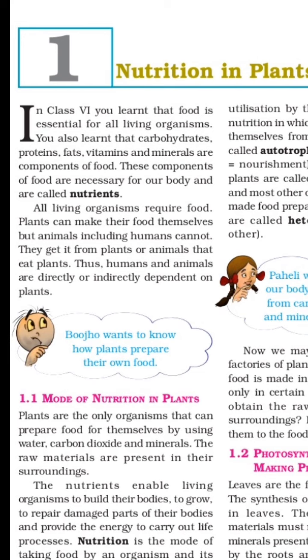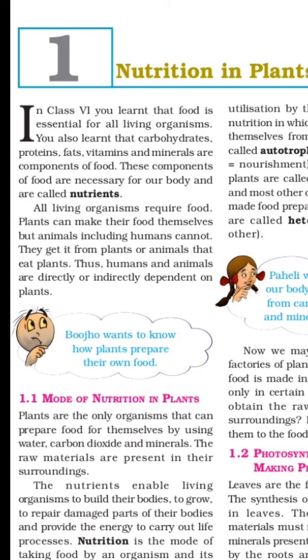And in the same chapter we learned why these nutrients are required by our body. Suppose a deficiency of these vitamins and minerals occurs in a person, then the person will suffer from different kinds of diseases, which we learned in class 6 in chapter number 2. Now we will start this lesson.